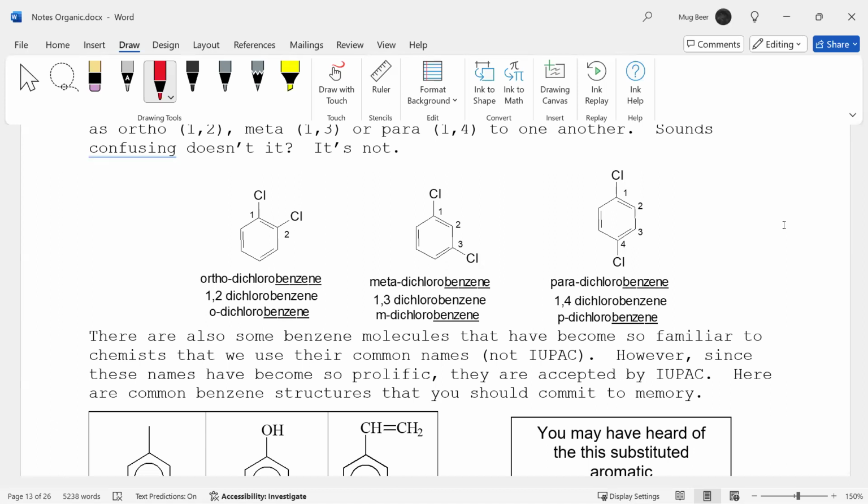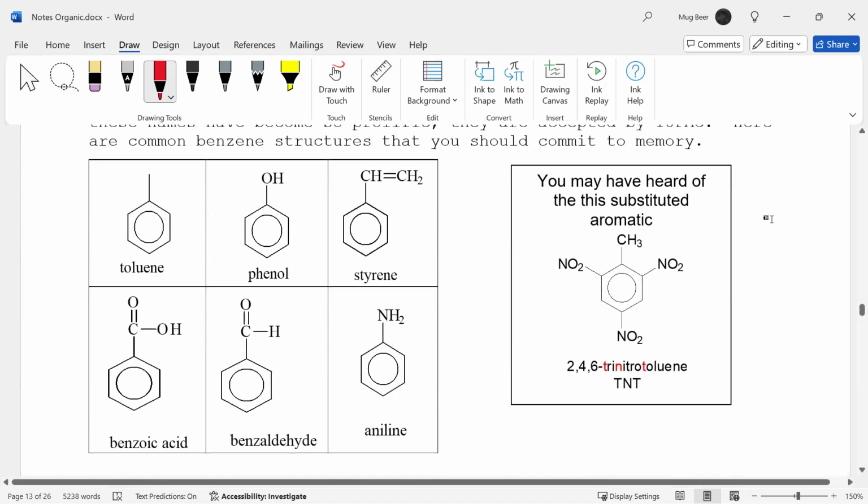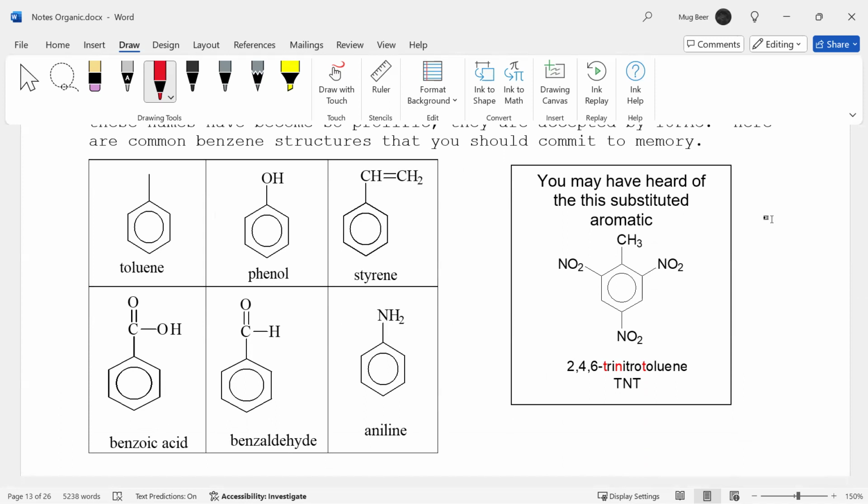Then side chains attached to a benzene ring. These are like in the same way that we name water. H2O can be water or it can be dihydrogen monoxide. We've got names like ammonia or acetic acid. Those are common names for things. We have some common names for these different benzene functional groups because they're super common. So the first one's toluene, then phenol, styrene, benzoic acid, benzaldehyde, and aniline. Those are all names we have for functional groups that are attached to these different benzene rings.